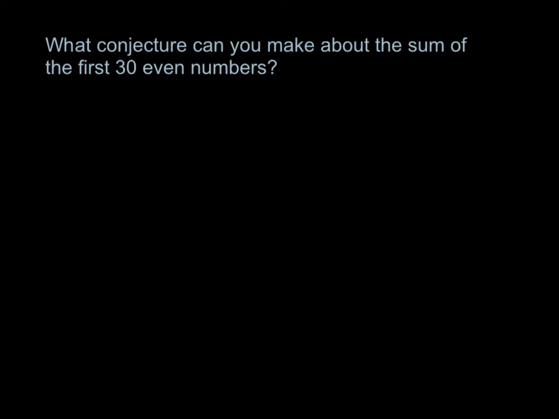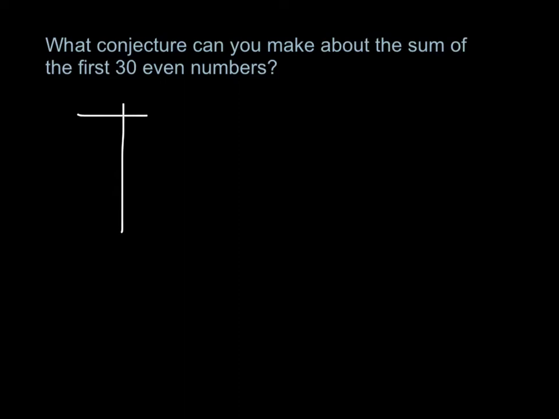So we're going to look at problem 3 at the top of page 601. This is not in your book, but if you want to write this somewhere, you can. What conjecture can you make about the sum of the first 30 even numbers? So the first thing you've got to do is find a pattern. So we actually have to figure stuff out.